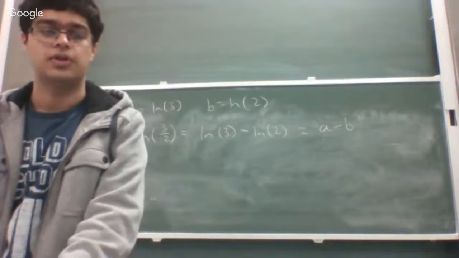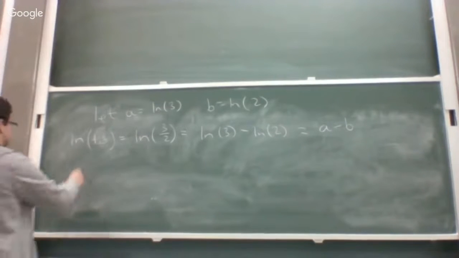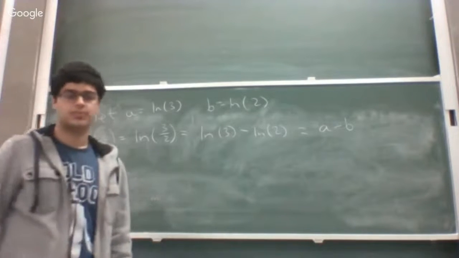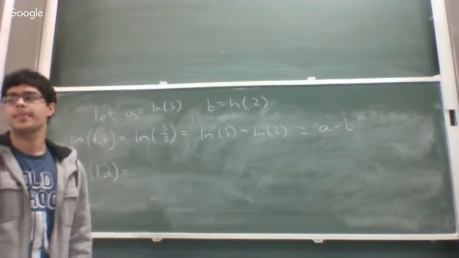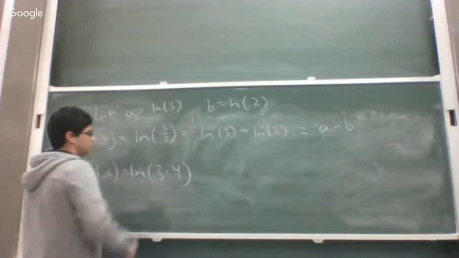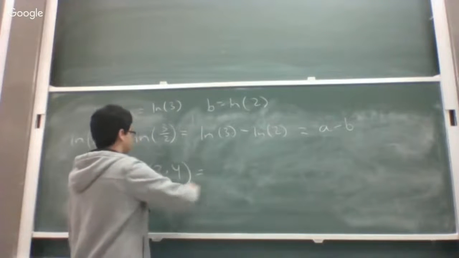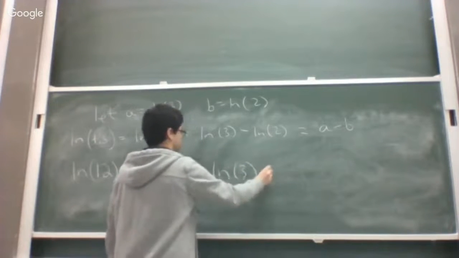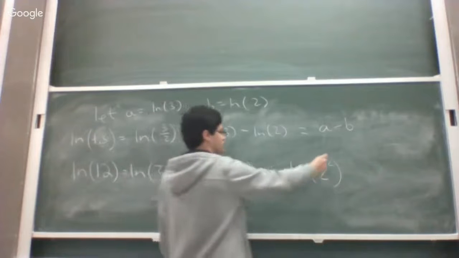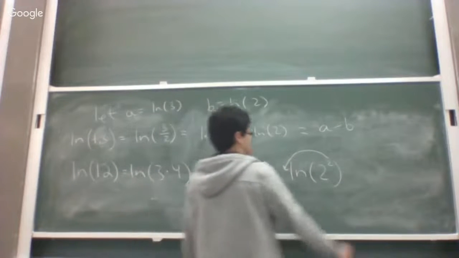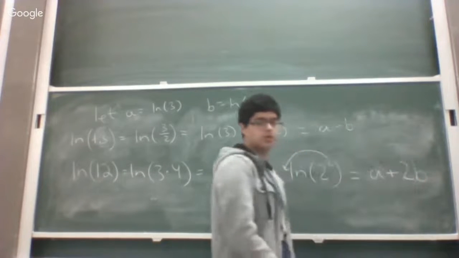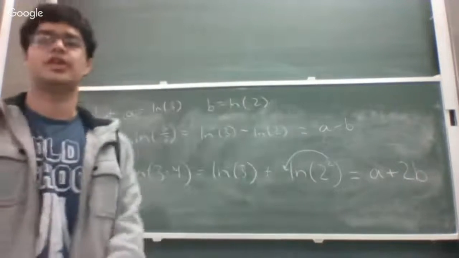Let's do a harder one. Natural log of 12. Can you guys see a step that I can do? Natural log of 3 times 4. And then I can separate them, so it's natural log of 3 plus, but you can simplify it even more by making this a 2 squared, so that the squared part comes out. So this is 3, or A, plus 2B. Do you guys see how that happened?